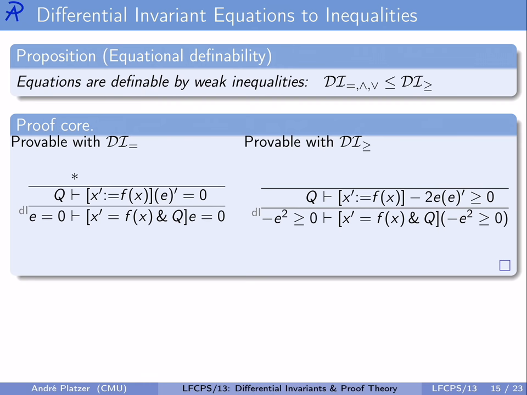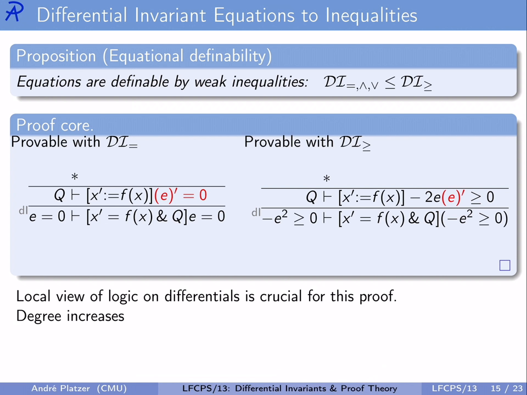Notice for this proof how crucial it was that we had this local view of logic on differentials, in order to just worry about, well, in this state, something is true, as opposed to having to worry about, oh, along the ODE, let's worry about the solution, which would have been very complicated. Also notice, yet again, even though this reduction tells us that we can happily focus on weak inequalities if you wanted to, because equations and even conjunction and disjunction of them are not substantially important, the degree still increases. So there's, again, a trade-off of using more logic or using more arithmetic.